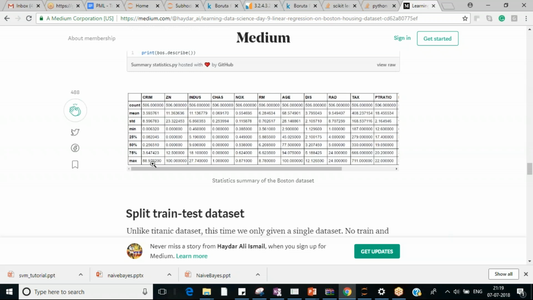Okay, the mean is 3.59 if others are not considered. Mean is 3.59. How can you have a mean with respect to other ones? Mean is for a single variable, right? Mean is for crime. So irrespective of anything else, I have a mean of 3.59 for crime. 50% is the median of crime. 75% is the third quartile of crime, like that.